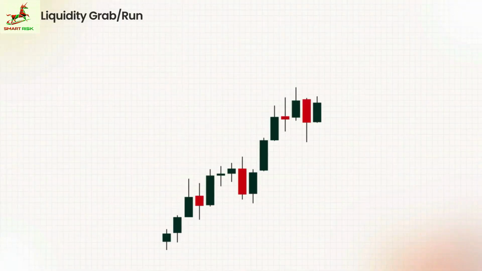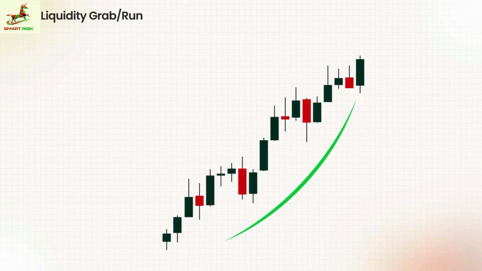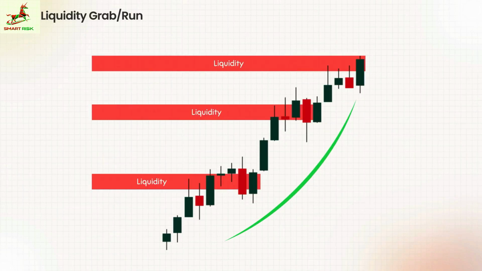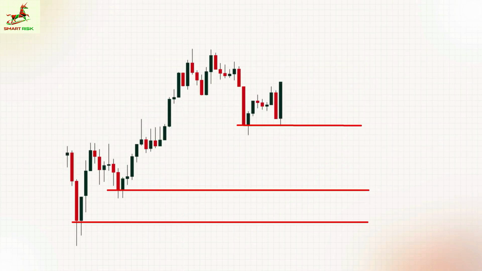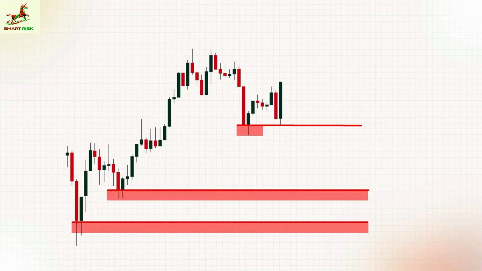Liquidity grab or liquidity run. Whenever the market moves in one direction without stopping, grabbing liquidity at one level after another, that's called a liquidity grab or liquidity run. Here, price keeps going in one direction, hitting all the stop losses along the way. For example, in a bullish trend, price forms higher lows and gives buyers the opportunity to enter long trades near each swing low. This generates a large amount of stop-loss liquidity at each level.